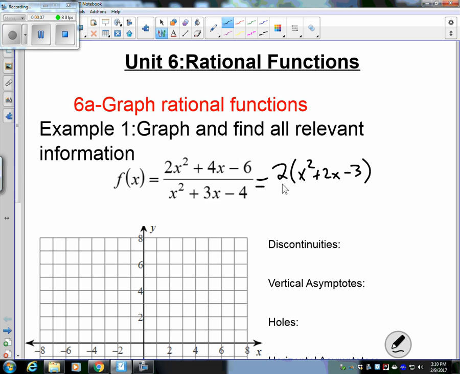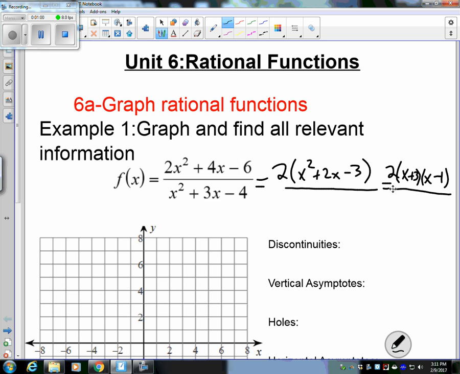And that numerator can be factored further. What's underneath, in parentheses? So we have 2 times the parentheses. So the a in this quadratic is 1. So we do what times what is negative 3, that will add up to 2, and that's positive 3 and negative 1. So x plus 3, x minus 1.